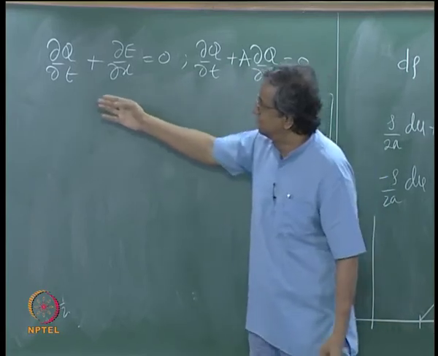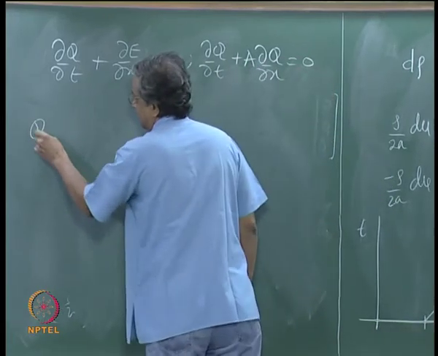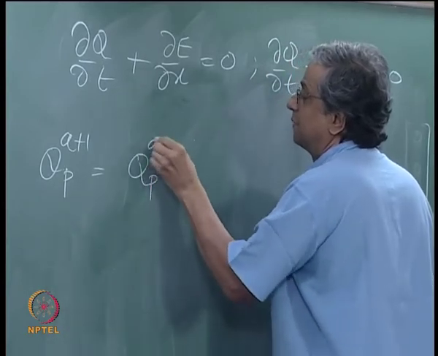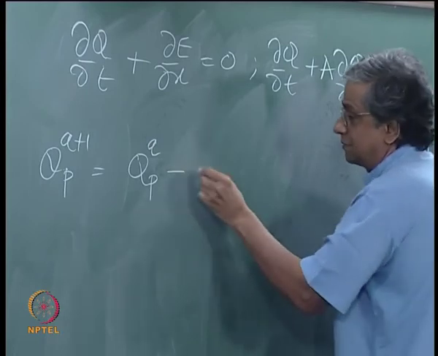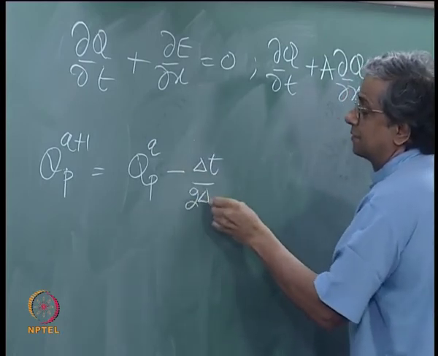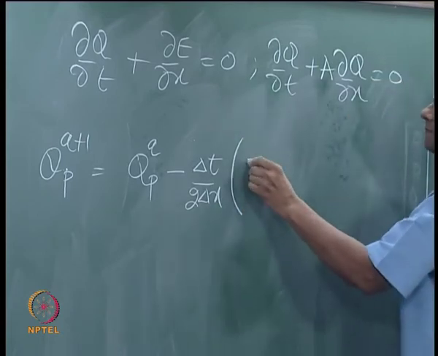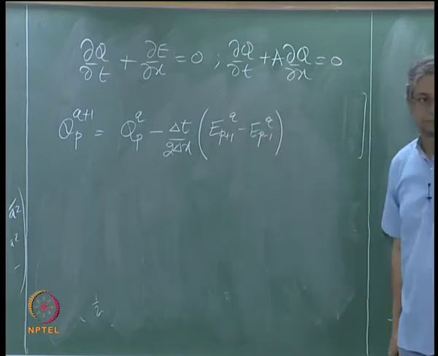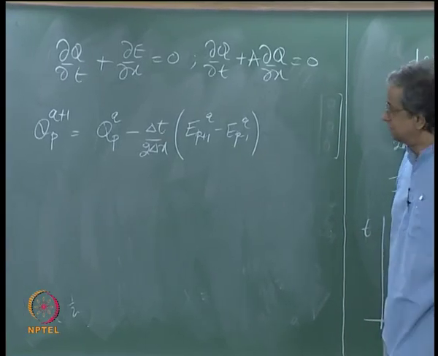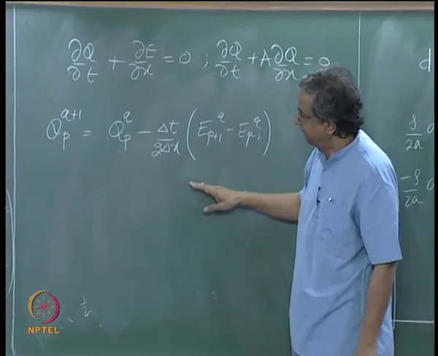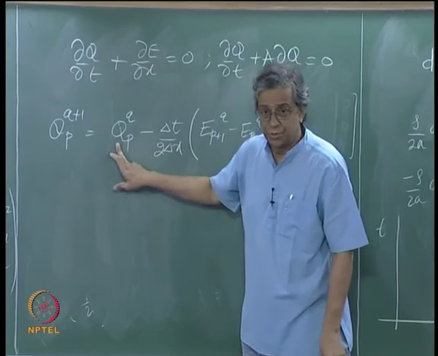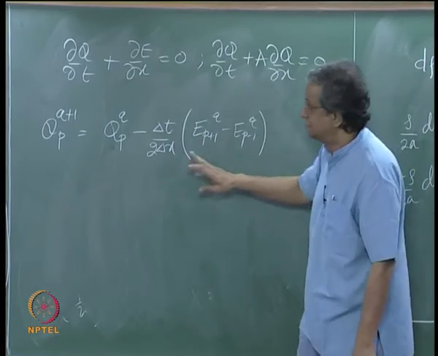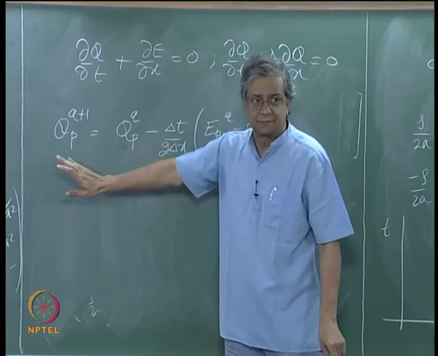So what do we have here? How am I going to do FTCS here? I say q at p, time level n plus 1, equals q at p, time level n, minus delta t by 2 delta x, times e at p plus 1 minus e at p minus 1. Is that clear? From the scheme we have talked about, you can allocate the q's, you know the q at the current time. Given the q, you can find the e's at the current time. You can find this difference. Therefore, you can find the q at the new time step. Fine, we are set.